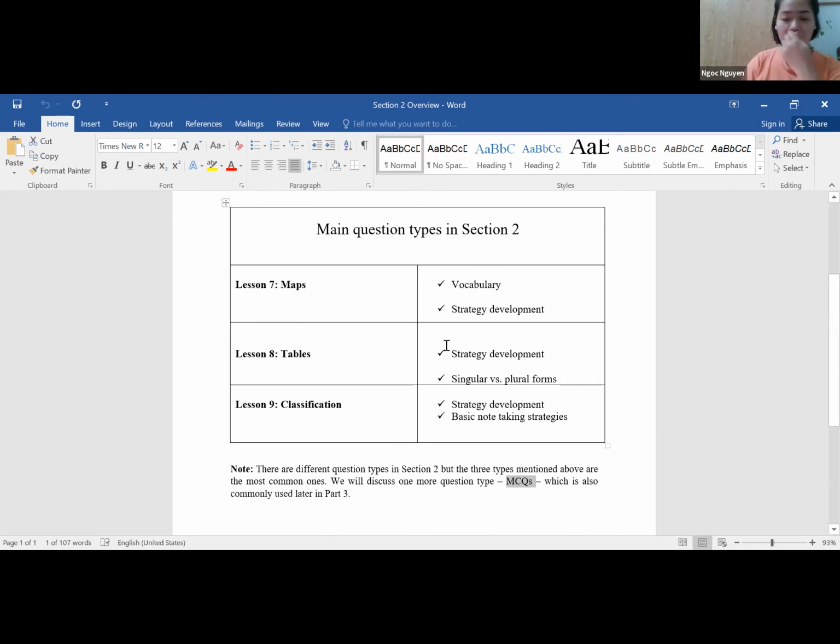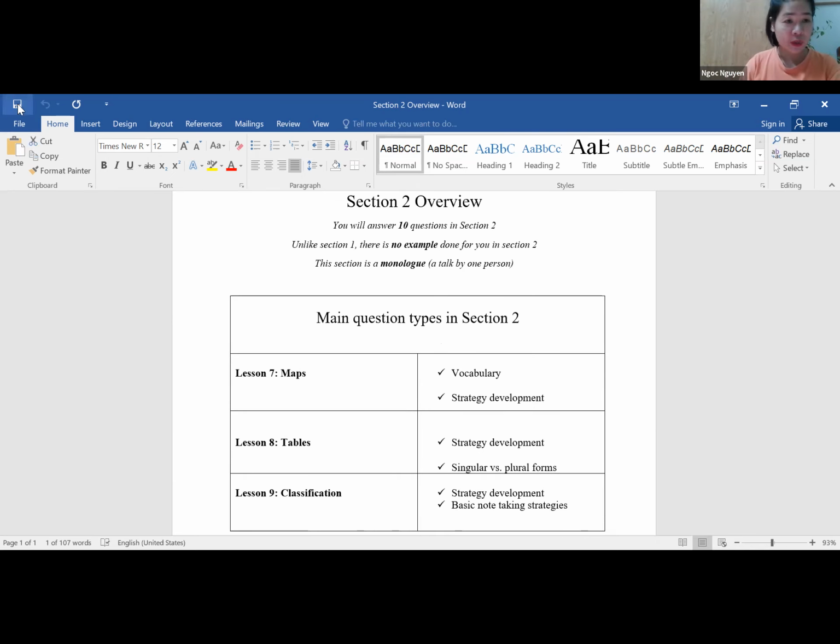Now we'll move on, and the question type that we'll learn today is completing maps. We'll learn how to complete a map effectively. But maps in a listening test is very different from maps in a writing test. They are different types of maps.